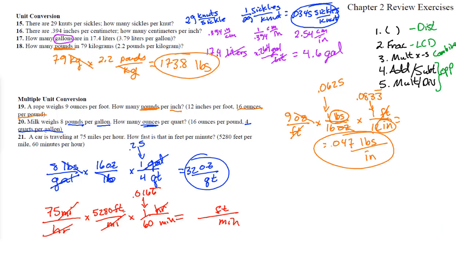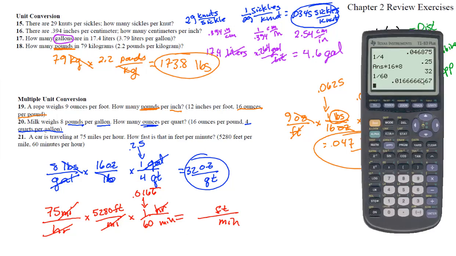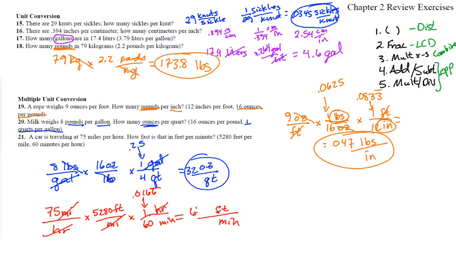Excellent. So let's times those three together. So if we just take 75 times 5280 times this decimal, 1/60th, and some of you may see you could take 75 times this divided by 60, and that will be the same thing. Let's go ahead and we've got 1 divided by 60 there, times by 5280 times by 75. And it is 6,600 feet per minute. Indeed. Excellent. That's 15 through 21.